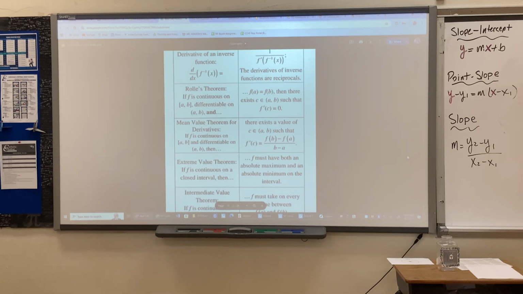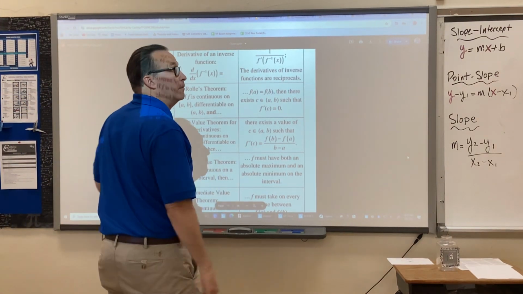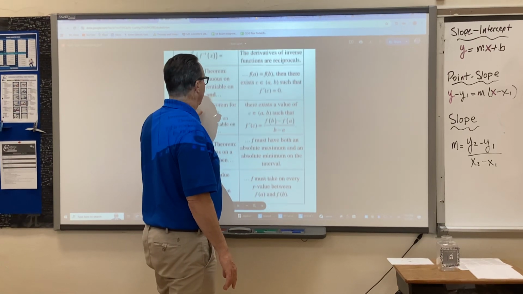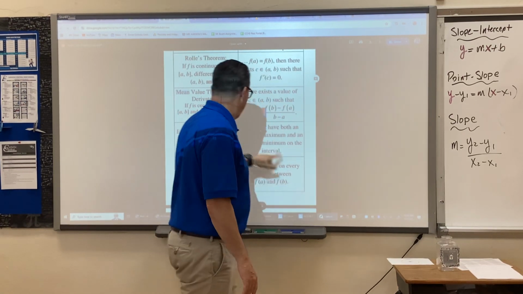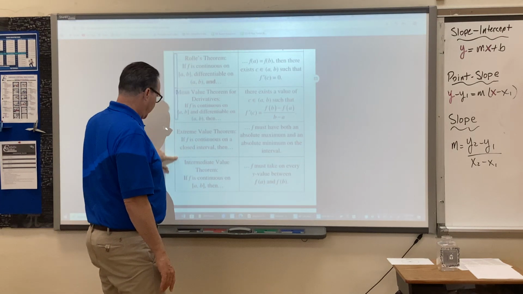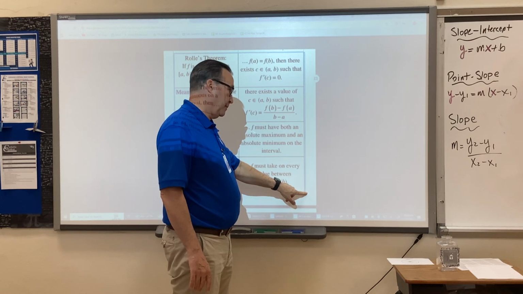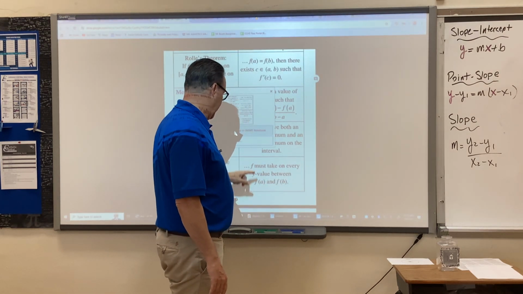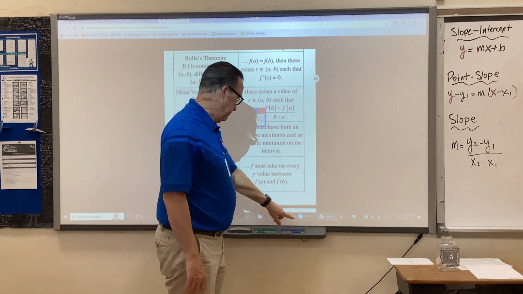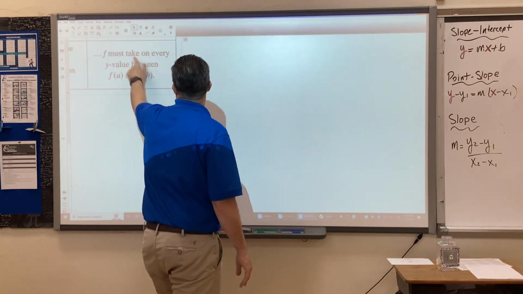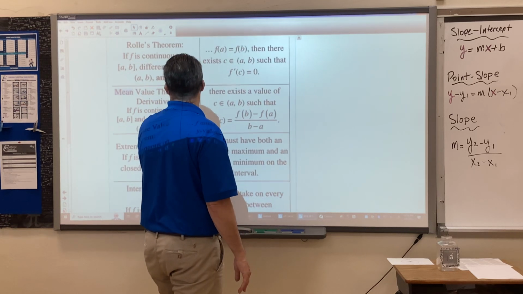Okay, here they are. So Rolle's theorem is the mean value theorem. Rolle's theorem. I'm at 15 minutes. Is this what you're talking about? Rolle's theorem is the mean value theorem.